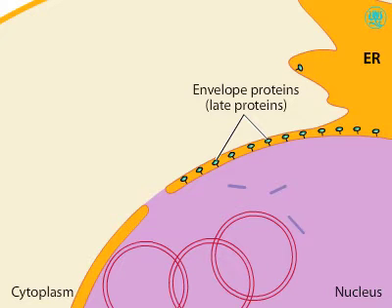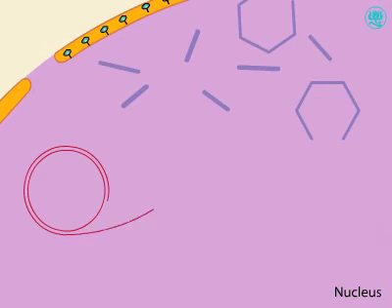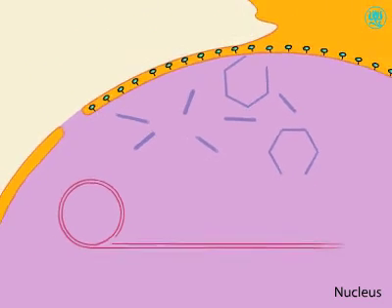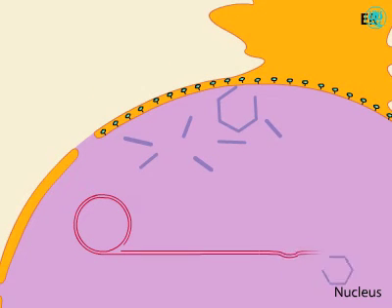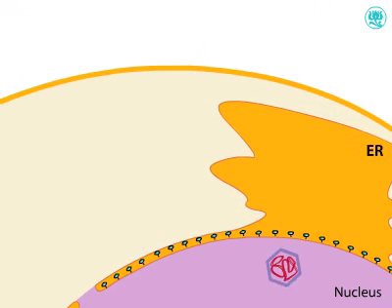One model postulates that the viral DNA replicates by a rolling circle mechanism. During this latter stage of replication, end-to-end copies or concatemers of the viral DNA form. These copies are cut into individual genomes as they're packaged into capsids.